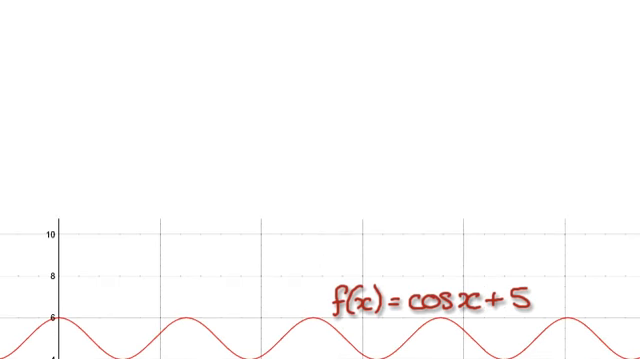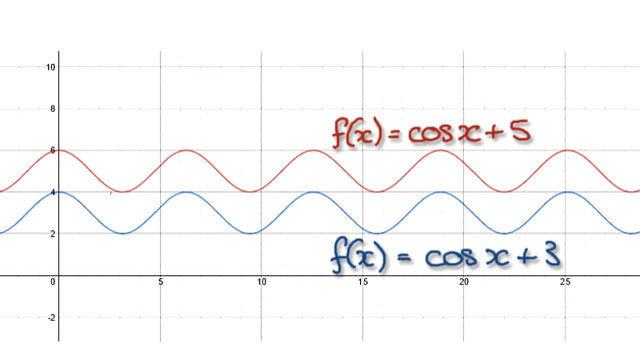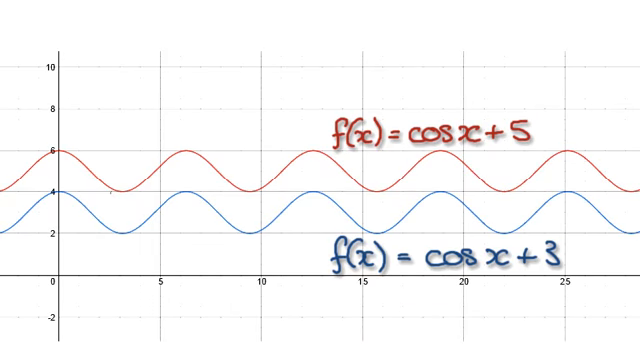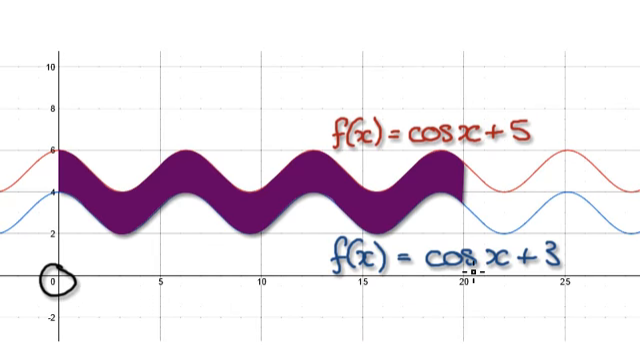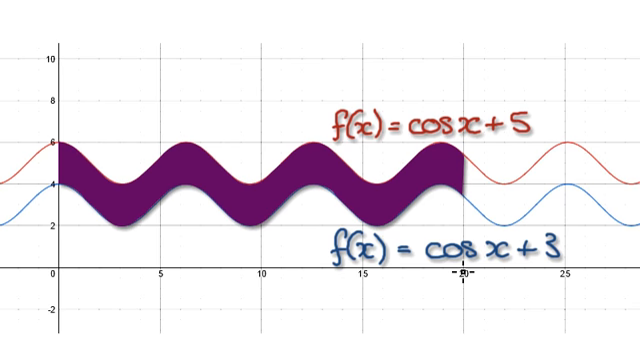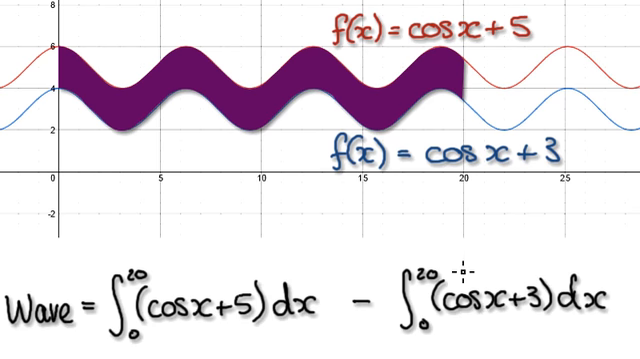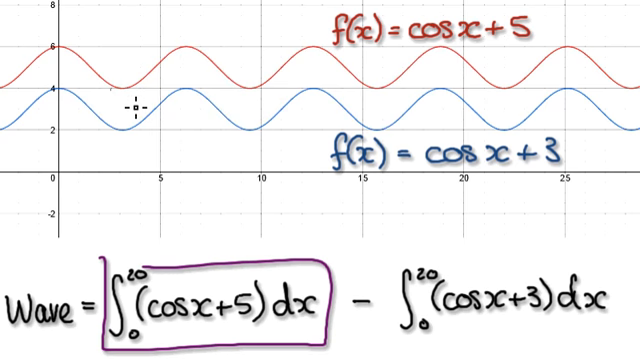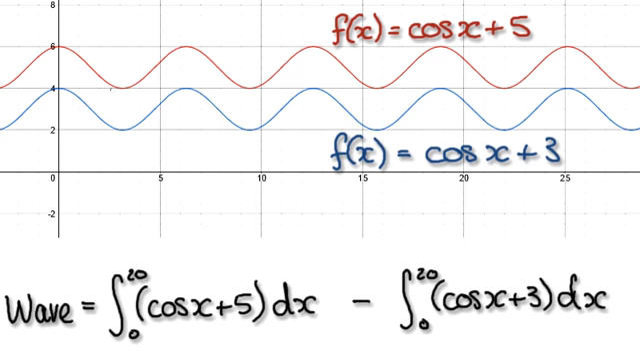Following on from the previous video, I gave you this graph and asked you to work out the area of this purple wave from 0 to 20. The way we did it was we would work out the area of the red line. So this bit here, the way we worked out the area of this purple wave would be for us to work out the area of the red line.